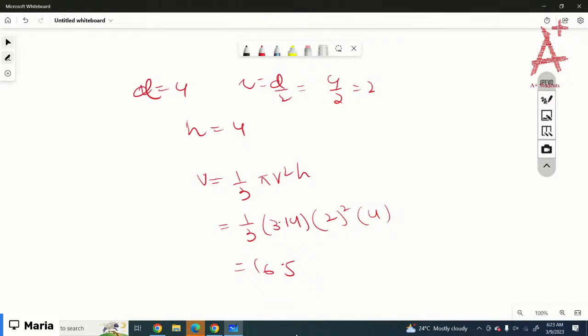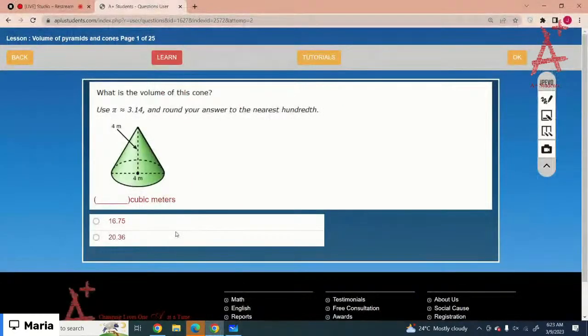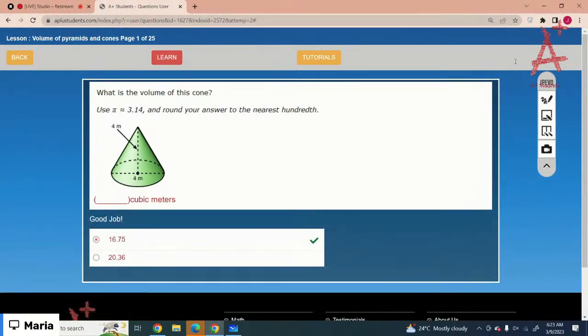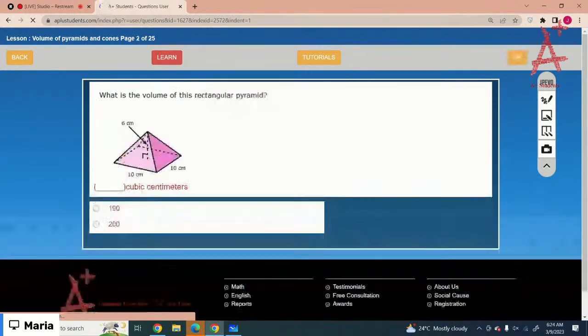Got it? So just select the correct option. It would be 16.75. Got it? So just select the correct option, then click on the OK button.